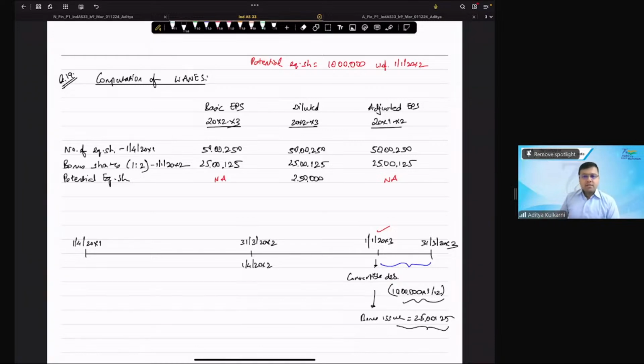So for 3 months, these were present. But tell me one thing, bonus is always there right from the beginning of the earliest reported period. That is why we have considered 25 lakhs across all the categories which we are computing. Is it fine till here? Yes, sir. Now, is it done? All my weighted average number of equity shares are done, or am I still left with something?